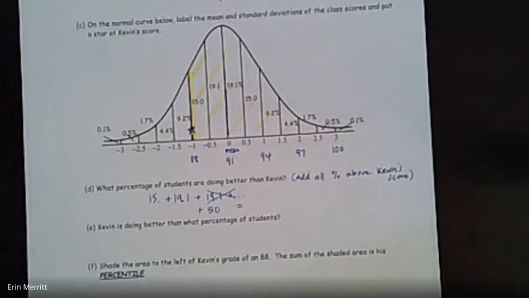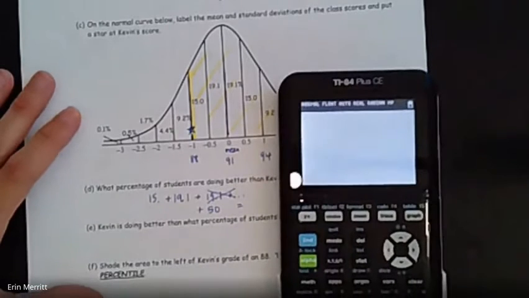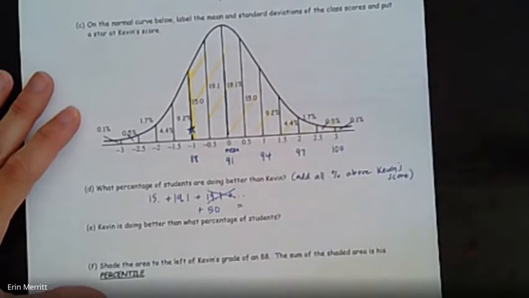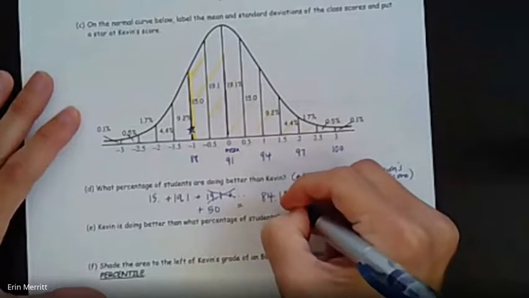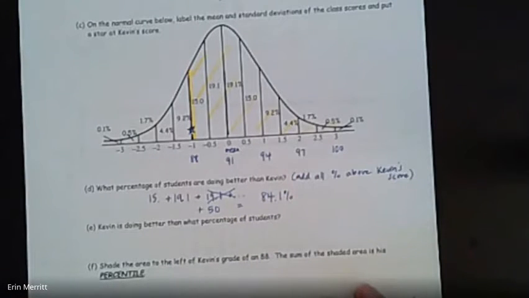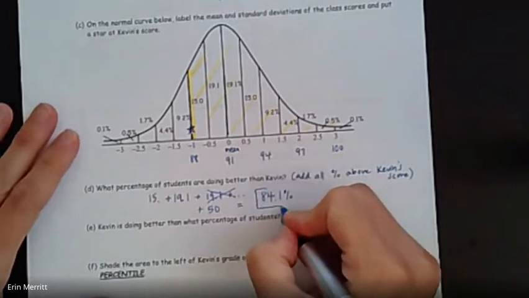So if we grab our calculator, if we do 15 plus 19.1 plus the 50, 84.1. So that's the percentage of students that did better than he did, all right? That's a lot of students right there.